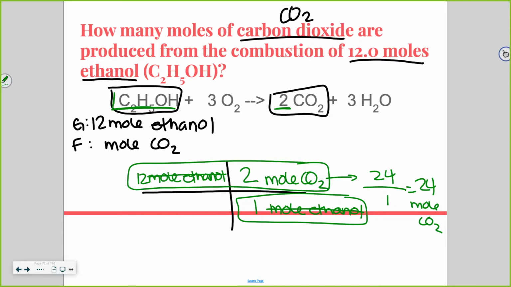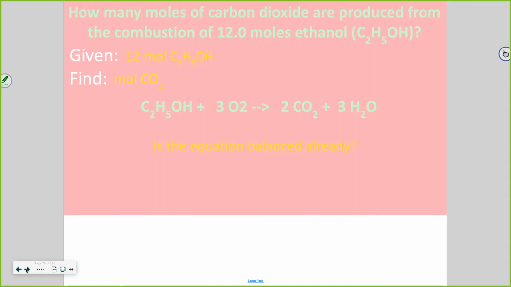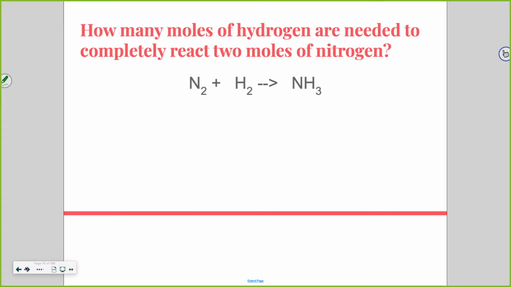This is just walking you through it. If you look in Canvas at the notes: make sure your equation is balanced, find those coefficients, locate them, and plug them in. Good question. Do you think it'll always be balanced for you? No, that's why we learned how to balance last unit.